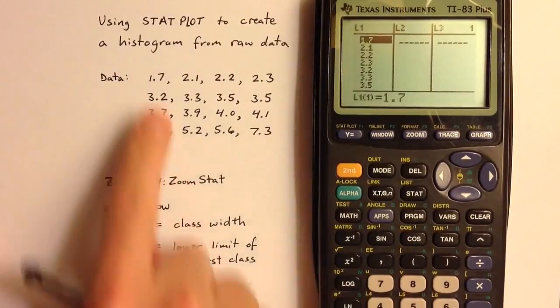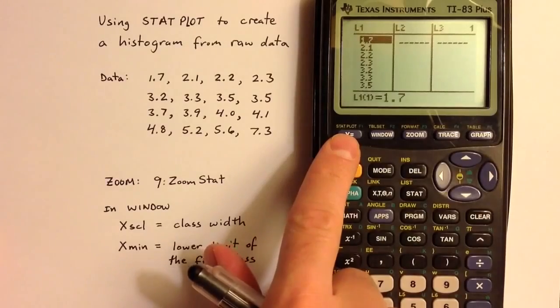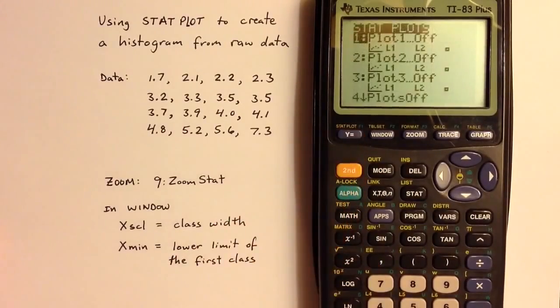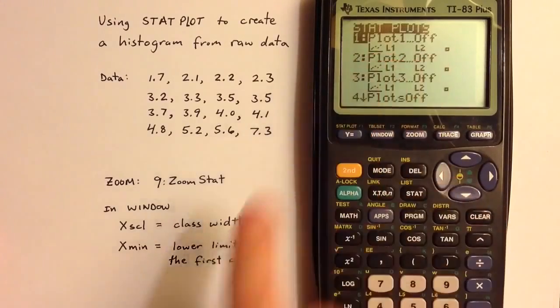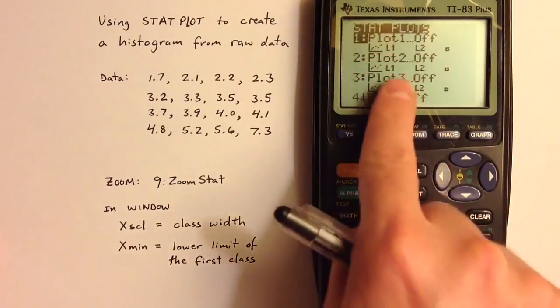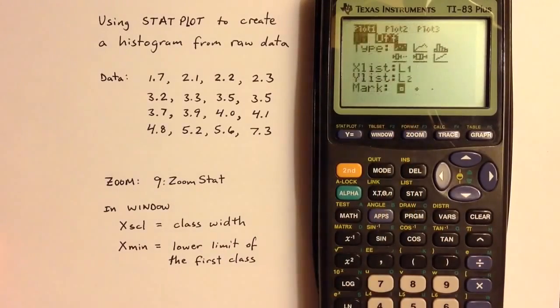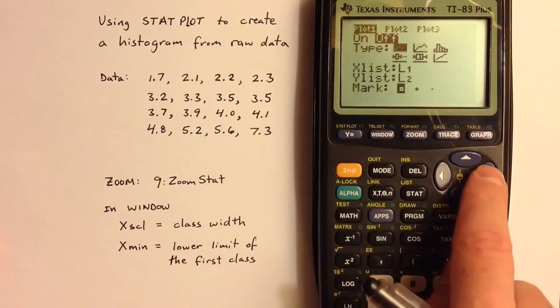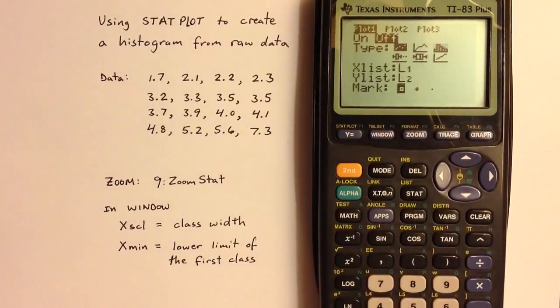To create a histogram, I want to go to StatPlot, which is the yellow command above y equals. So we can hit second and then the y equals key to go to the StatPlot menu. And I want to define plot 1. We can create up to 3 different plots on the calculator. So I choose enter to go into plot 1. And then the type of graph, the histogram is the third one there in the top row. So I hit enter to select that.